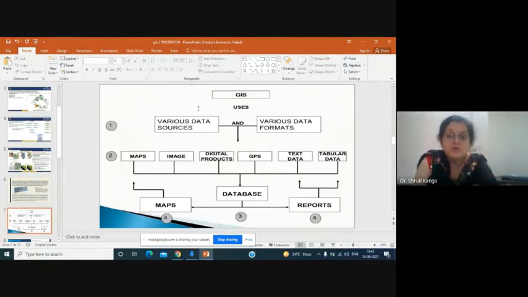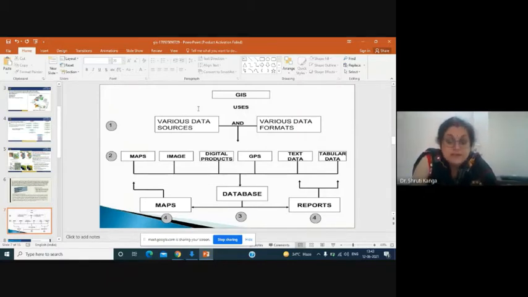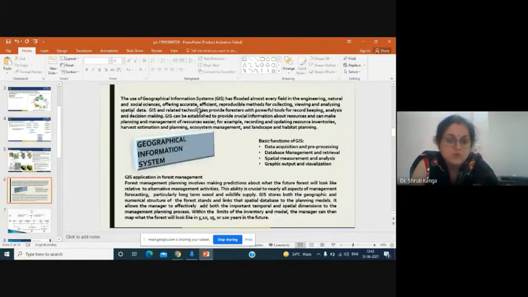Then if you see this diagram, we can analyze step by step how GIS can be useful. GIS uses various data sources and various data map formats. These are maps, images, digital data products, GPS related data sets, text related data sets, and other tabular data sets. We create a database which has all this information about maps, images, etc. Then we come up with the reports, and then the maps also. And finally, based on these reports and maps, we can go for different kinds of management strategies, which we have tried to discuss here also.